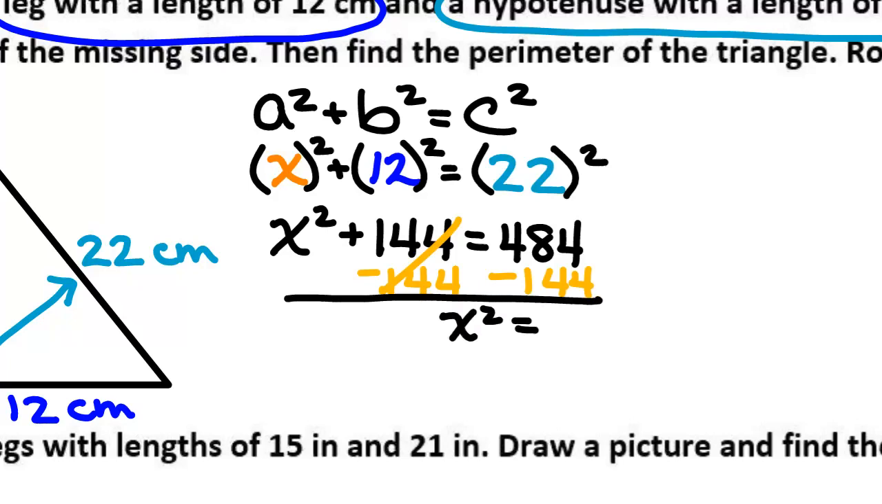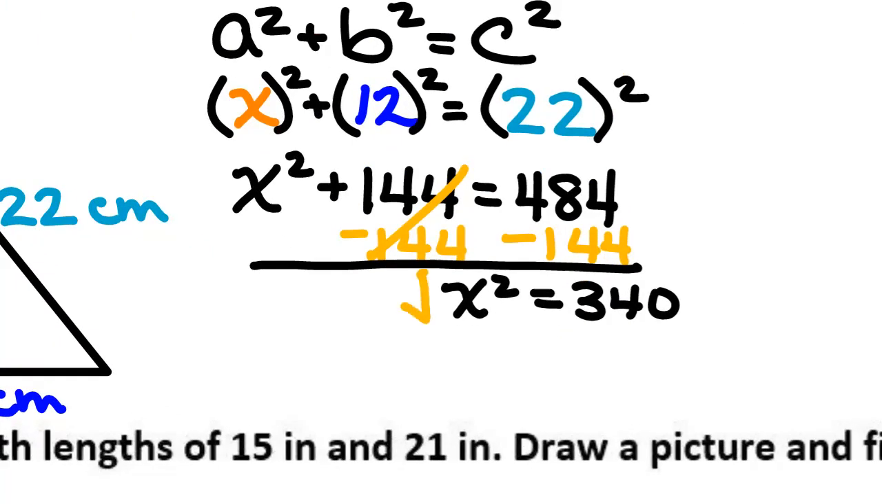X squared is 340. And then how do I get rid of the squared? Square root it. And if you do it to one side, you've got to do it to the other side. So we're going to square root both sides. Squared and square root cancel.